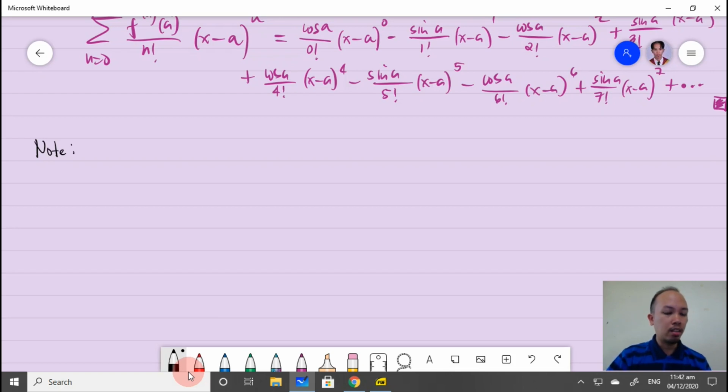Note that in the discussion above about the definition, we know that we have to get the first derivative of the function evaluated at a number a. First, I am going to give a note here.